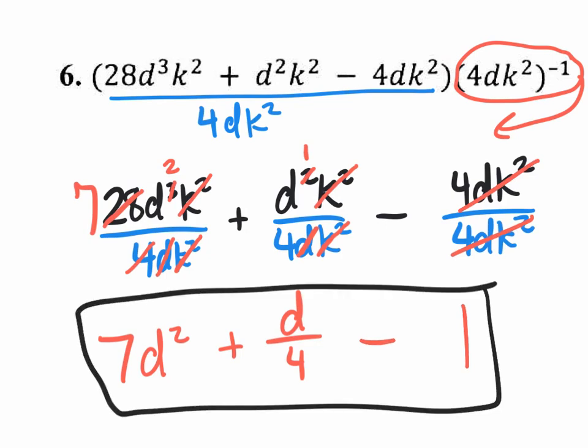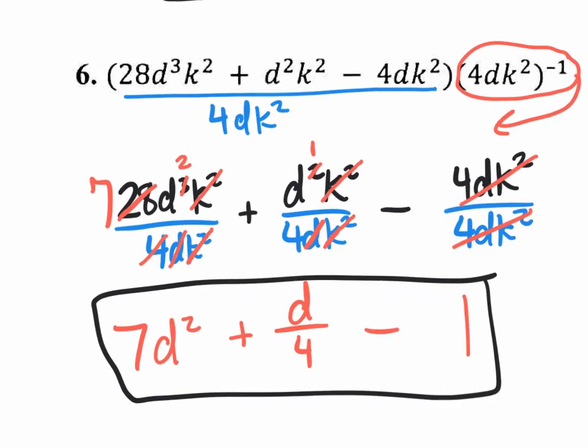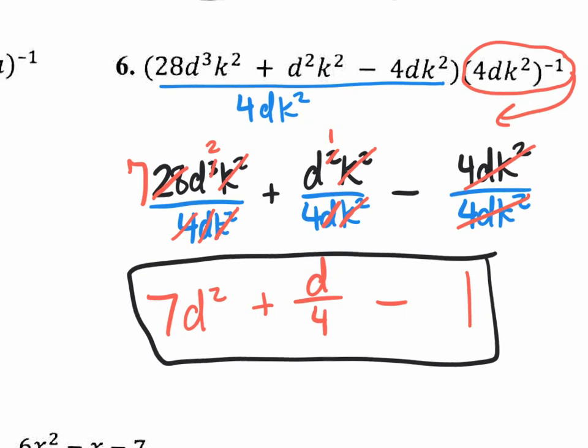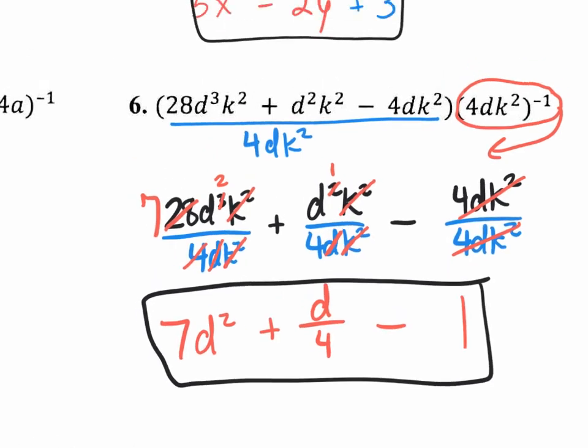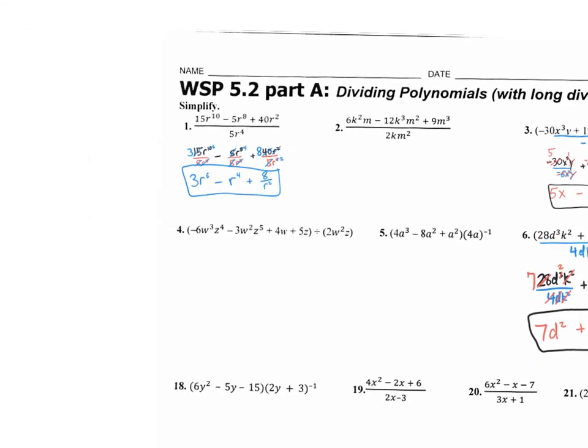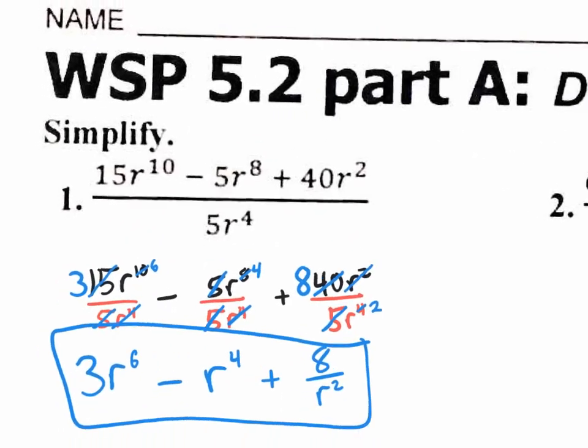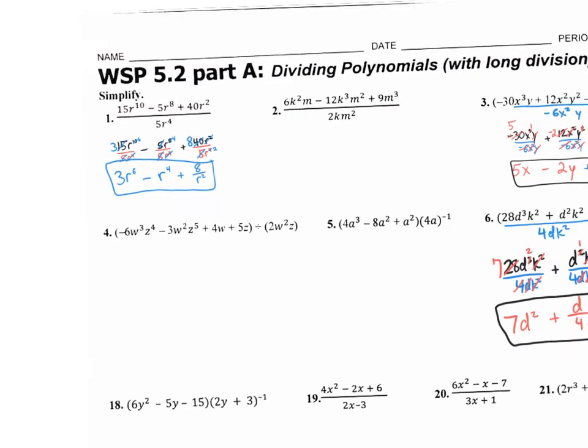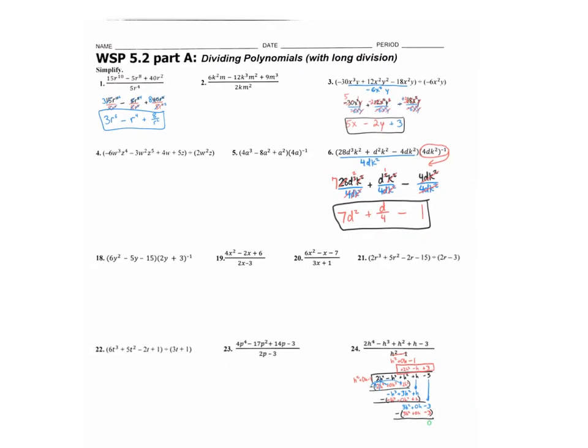So this is what we call dividing a polynomial by a monomial, right? That's different than long division. This is way easier than long division. You could use long division on some of these, but it's ridiculously more challenging. Ladies and gentlemen, I know you guys are eager to just work, but the fact is, this is WSP 5.2 Part A, and there is a Part B, which I will do on the next video.